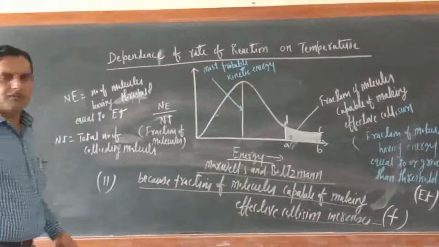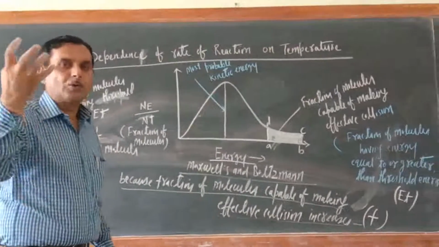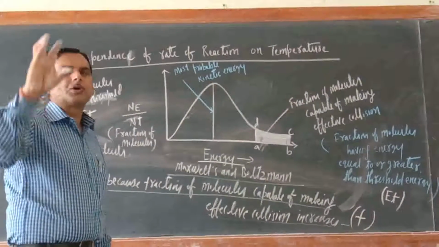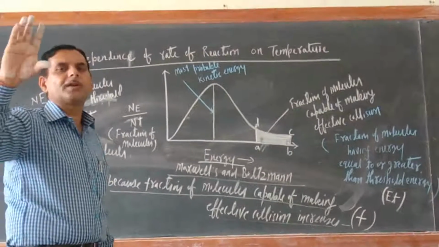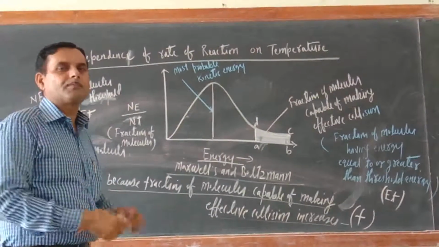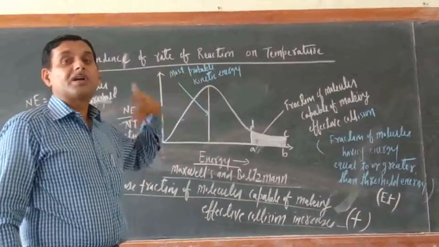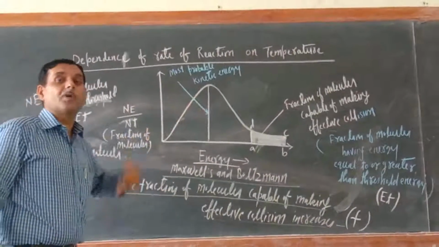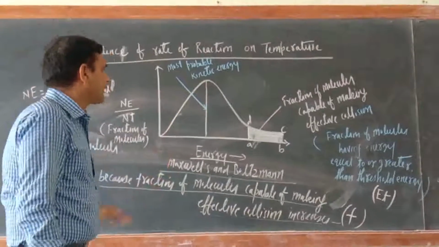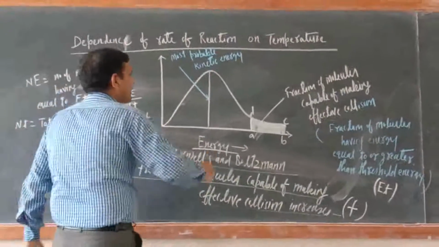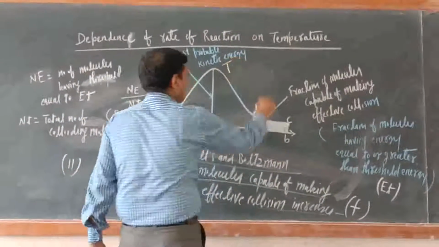What is the conclusion of this one? Out of the total number of molecules, only a few are capable of making the effective collision because their energy is equal to or greater than threshold energy. Now this was the graph when the temperature was T.